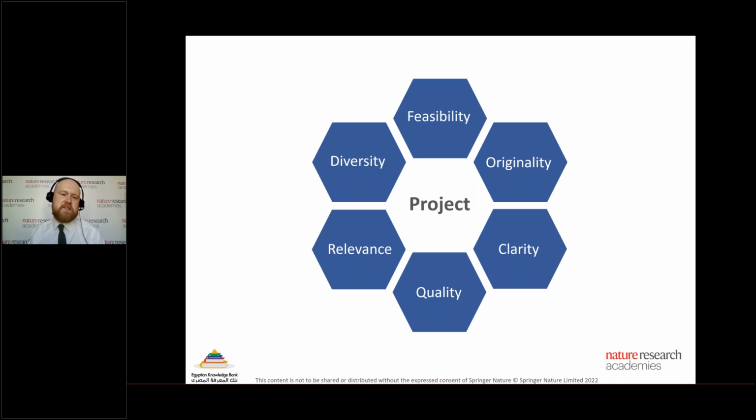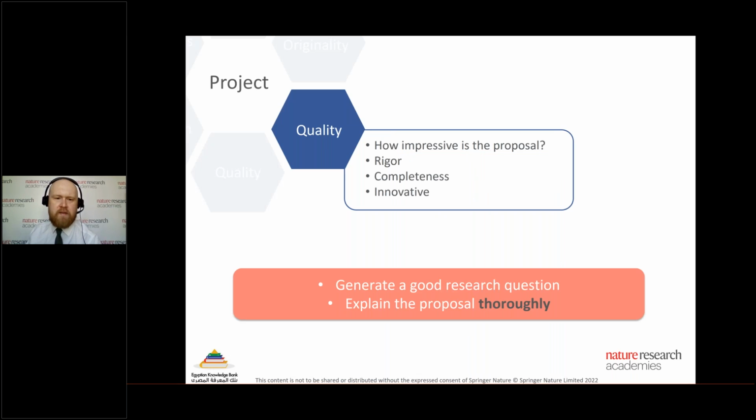So let's have a think about some of these in some more detail. So as I've said, they will be thinking about the overall quality of your project. And of course, quality can be quite hard to define, but really, are they impressed by your proposal? Do they think it's an impressive way to answer the research question? Okay. But also they'll be thinking about rigor and completeness. Also, they'll be thinking, is the proposal innovative? So we need to think about how we can demonstrate that our project is quality.